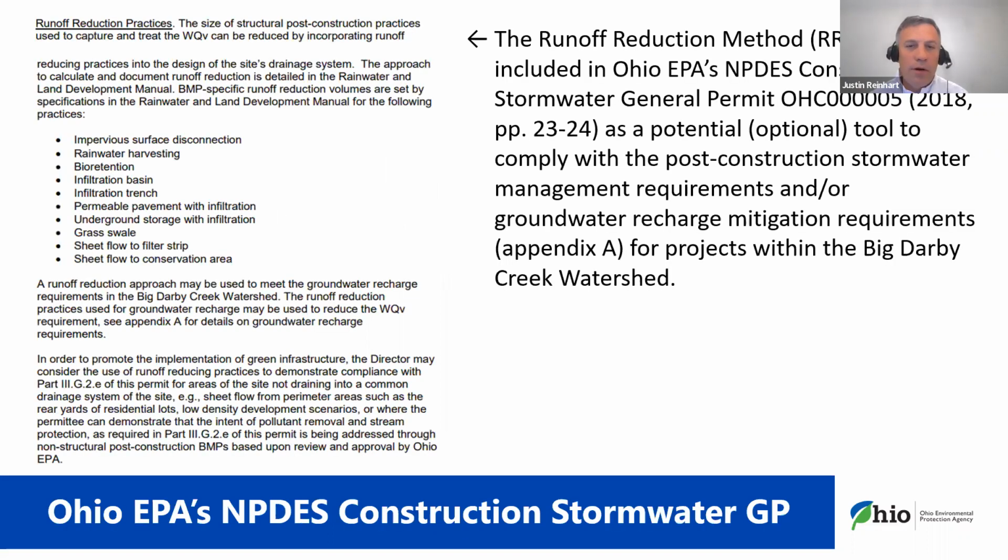As many of you are hopefully aware, the runoff reduction method was added to Ohio EPA's current stormwater construction general permit as a potential tool to comply with post-construction stormwater management requirements. It also may be a viable option for some developments within the Big Darby Creek watershed, here in west central Ohio, that may need to mitigate groundwater recharge as outlined in Appendix A of the construction general permit. So here's the language on screen.